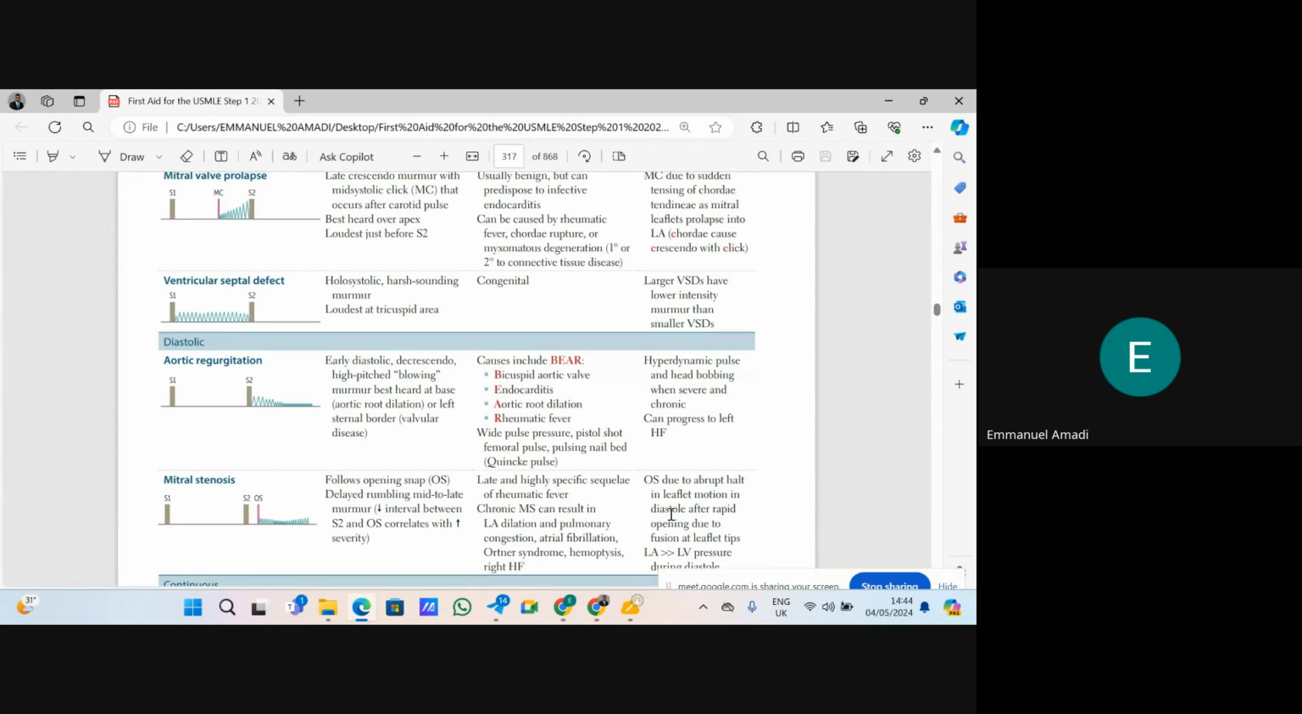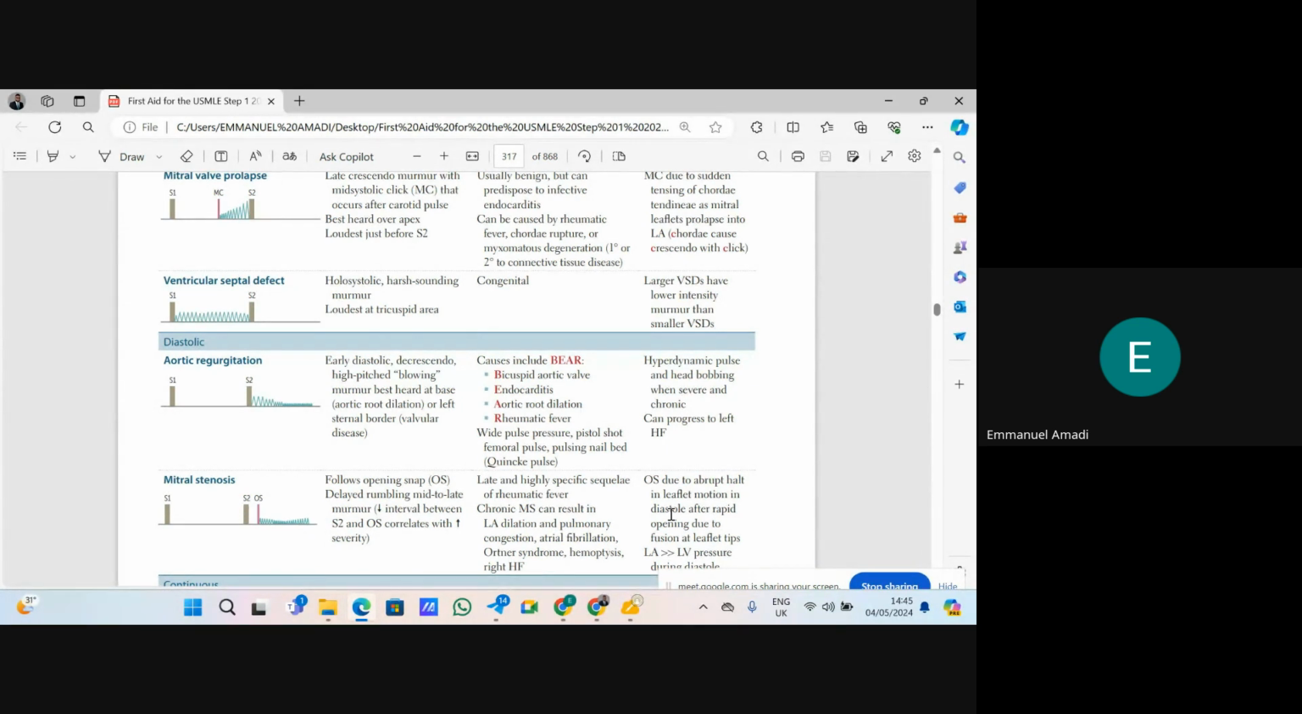Now, let us look at the diastolic murmur, basically. When we talk of aortic regurgitation, it is a decrescendo murmur. You're hearing the murmur and it's fading and fading continuously. It just keeps fading. There's nothing you can do. You just find out that this keeps going down and it is still going down. That is definitely the regurgitant murmur.